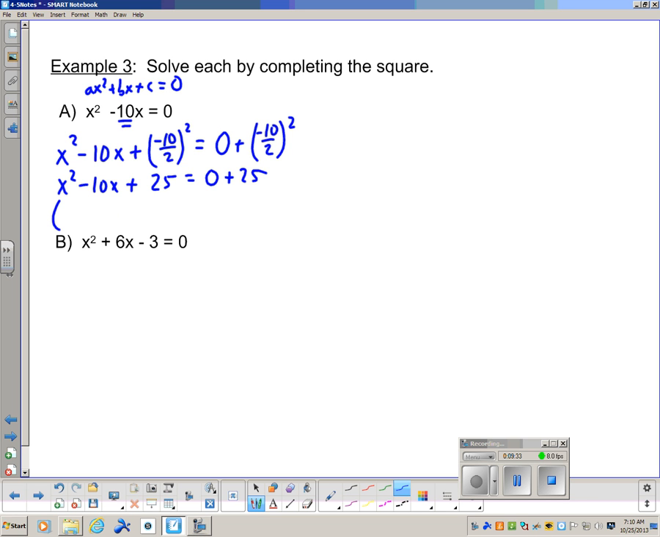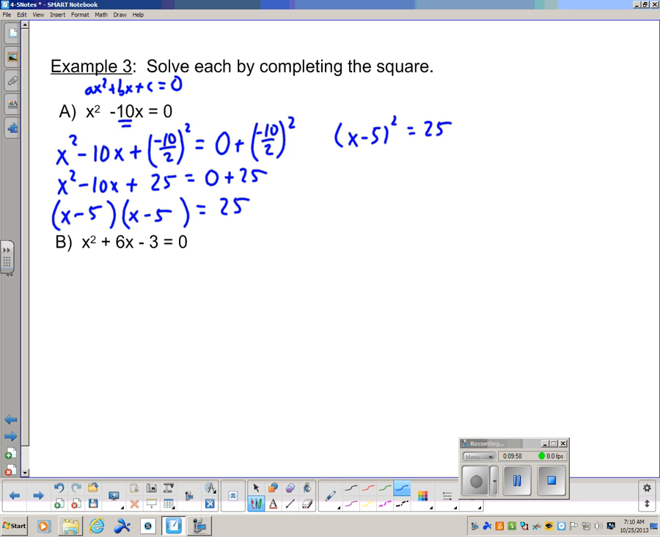So now, the next step here is to go ahead and factor that left-hand side there. What times what gives me x squared? What times what gives me 25? It adds to give me my middle term there of negative 10. And that would be a minus 5 and a minus 5. So since there's two x minus 5s, I'm going to write this as x minus 5 squared.